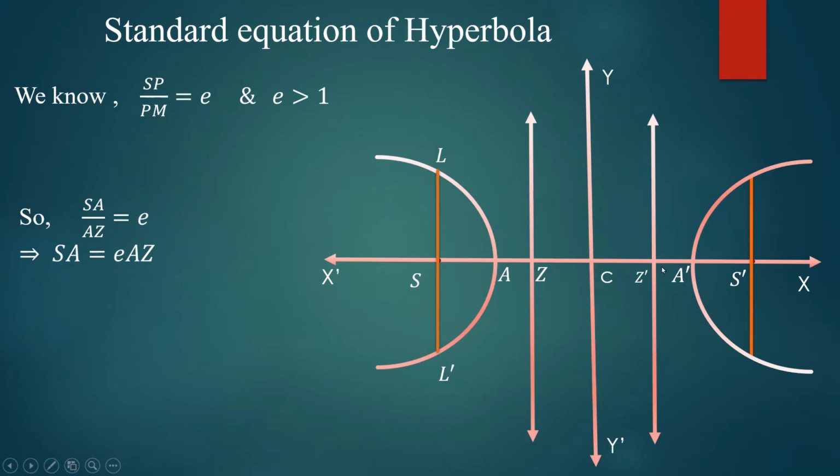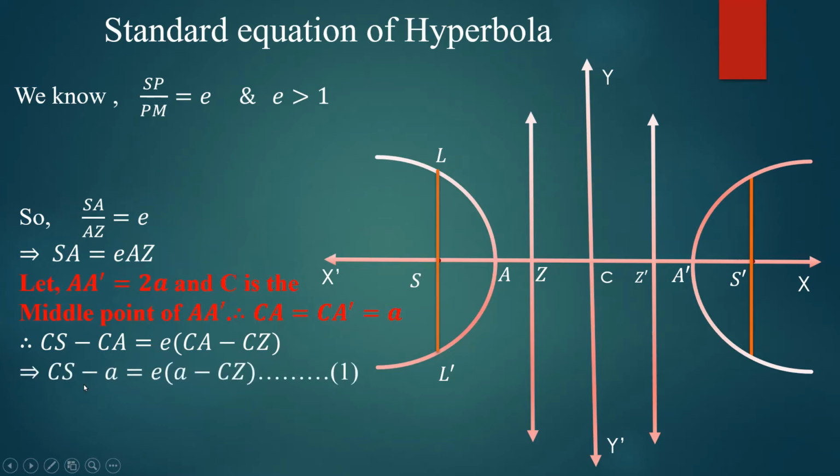Taking this length AA prime, let this length AA prime be equal to 2a, and C is the center, therefore C is the middle point of AA prime, therefore we get CA is equal to a, and CA prime is also equal to a. Now we can separate SA into CS minus CA and AZ into CA minus CZ. Putting the value of CA, we get CS minus a is equal to e into a minus CZ, and mark this equation as 1.